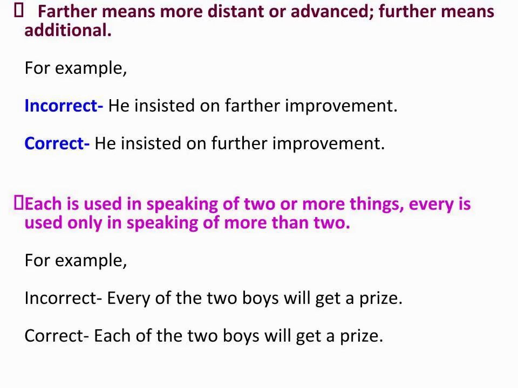Each is used in speaking of two or more things. Every is used only in speaking of more than two. Example: Every of the two boys will get a prize. It cannot be like that. Each of the two boys will get a prize. So we should keep in mind, each, where two or more things we use. Every, if more than two, every is used only in speaking of more than two persons. Okay, so that we should keep in mind. Here only one example is given for every error, so keep it in mind, students.